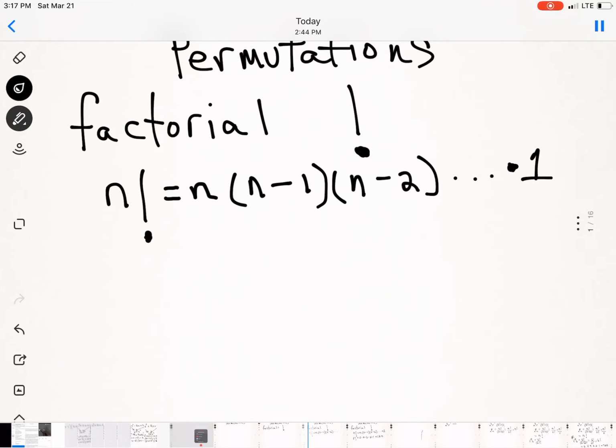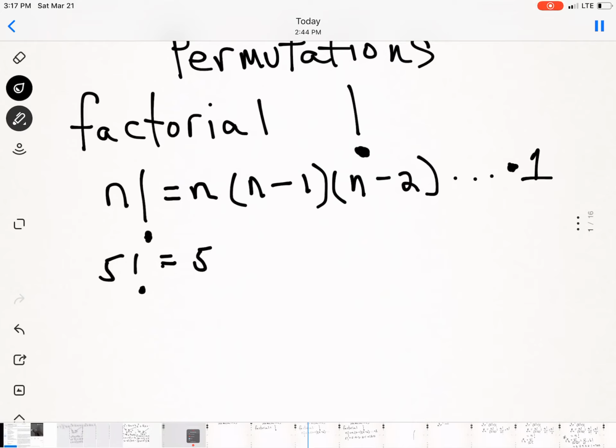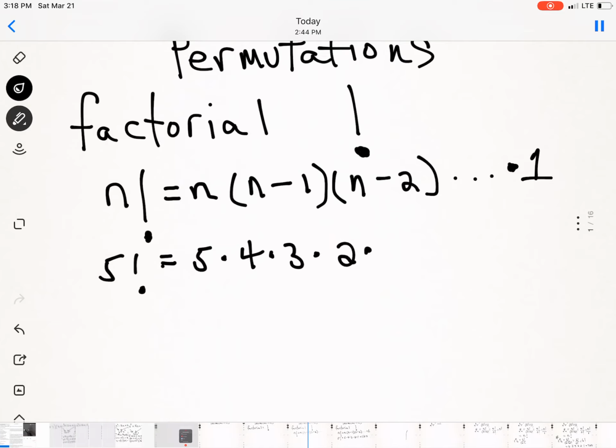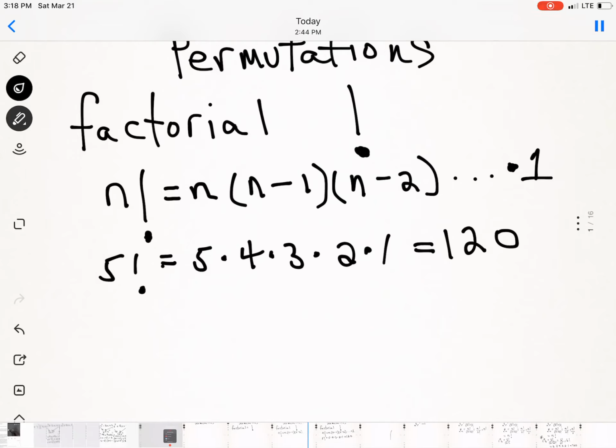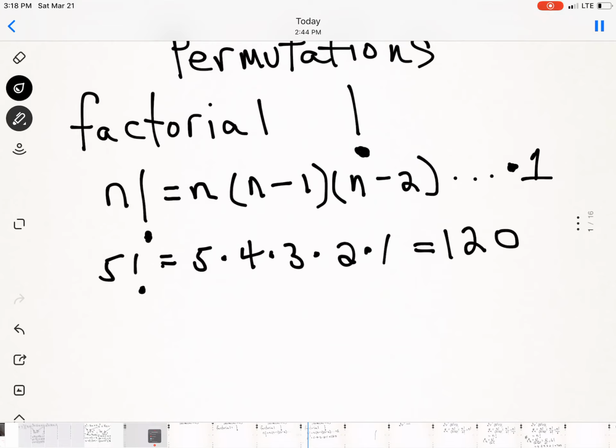So, for example, we have 5 factorial. It's 5 times 4 times 3 times 2 times 1 equals 120. Okay? So where did we get 4 from? Well, look up at just above. We have n minus 1, and n minus 1 in this case would be 5 minus 1, which is 4. n minus 2 is 5 minus 2, we would get 3. That's all a factorial is.